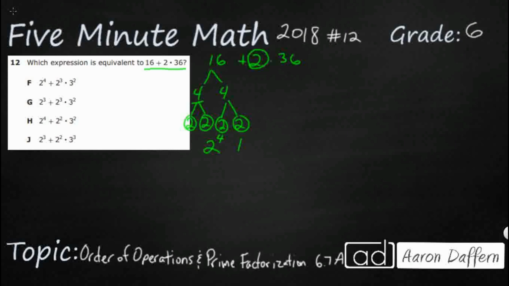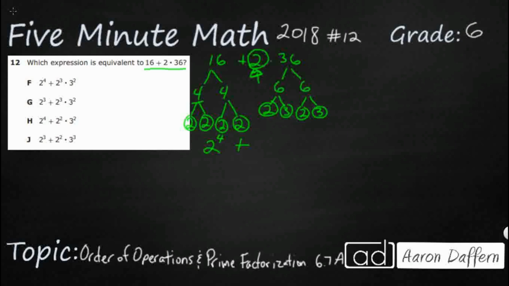And then plus, and let's see what this 36 looks like. Since we're doing it symmetrically, let's do it 6 times 6. So we've got 2 times 3, and those are both prime. And then we've got 2 times 3, again, both prime. Now here's the only trick. Cannot forget about this 2 that's kind of stuck up there.